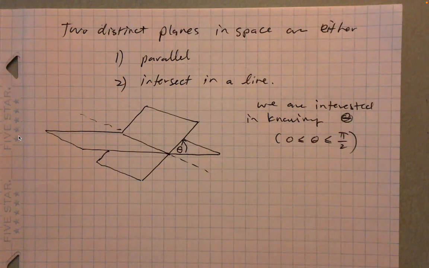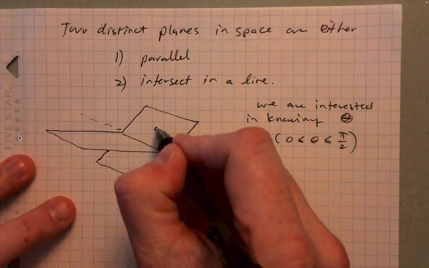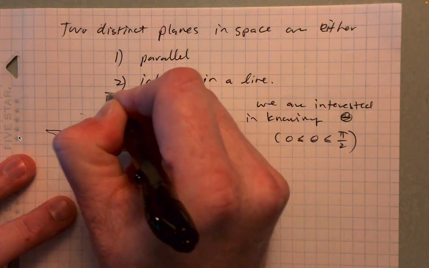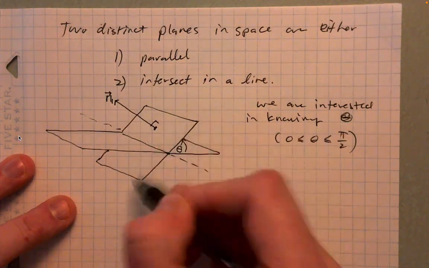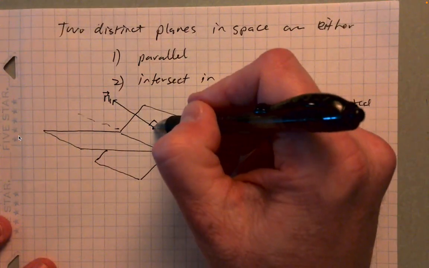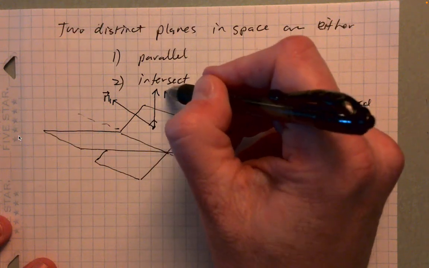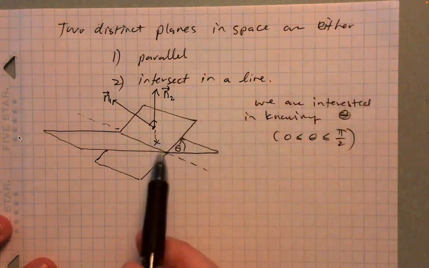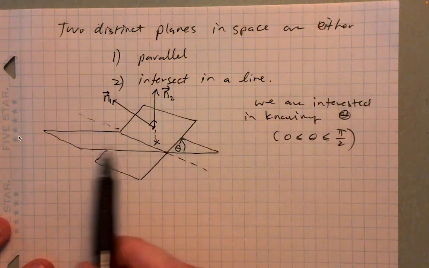One of the clever things about this is that the angle between the planes can be identified by identifying the angle between their normal vectors. So if I've got some vector here, which I'll call n1, which is normal to this plane, and some other vector here, which I'll call n2, think of it as cutting through this plane and being normal to this plane on the bottom.